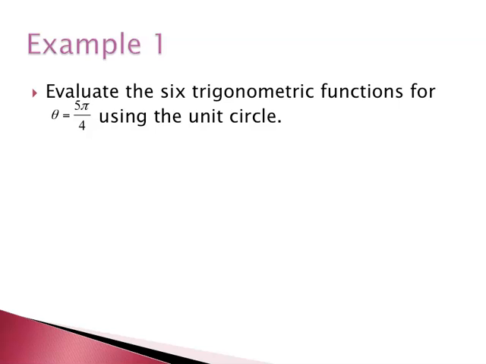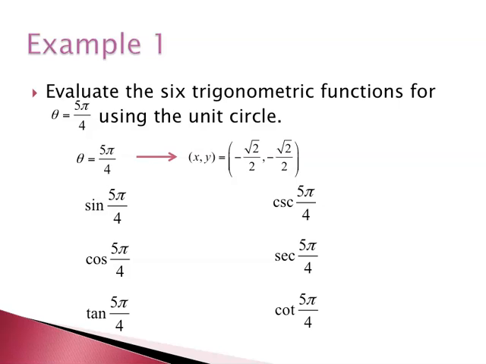So example 1, evaluate the 6 trig functions for theta equals 5 pi over 4 using the unit circle. Now if you were to find 5 pi over 4 on the unit circle, it is in quadrant 3, and you just need to write down the coordinates of that point. That would be negative root 2 over 2 and negative root 2 over 2. Now, since you're finding all 6 trig functions, remember that x corresponds to cosine, y corresponds to sine, at least on the unit circle. And so sine of 5 pi over 4 is going to be negative root 2 over 2. Cosine of 5 pi over 4 is negative root 2 over 2.